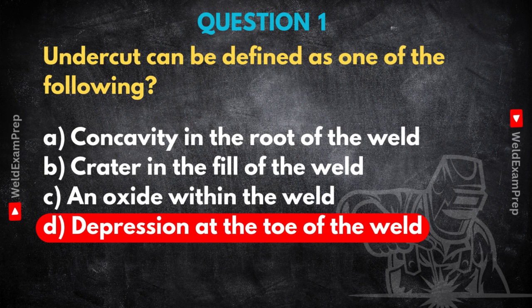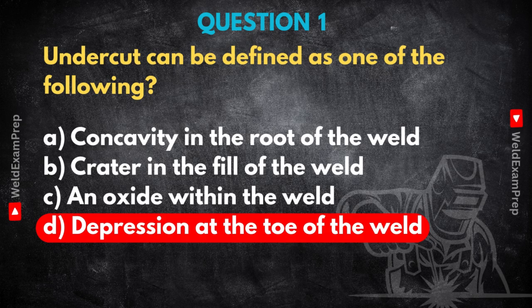So spotting undercut isn't just ticking a box, it's identifying a potential failure point. And it often points back to the process too, maybe too much current, wrong angle, maybe moving too fast. So seeing it tells you something might be off with how the weld was made. Not just a surface flaw, but a clue. Very important. Got it. Okay, first one down, let's move on.